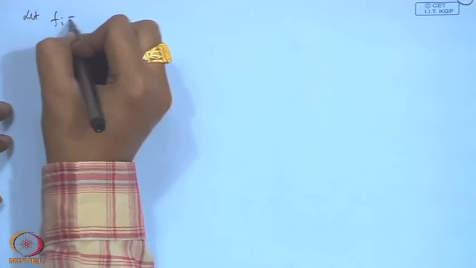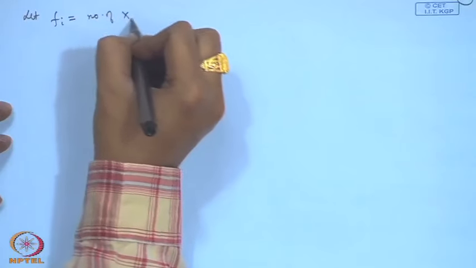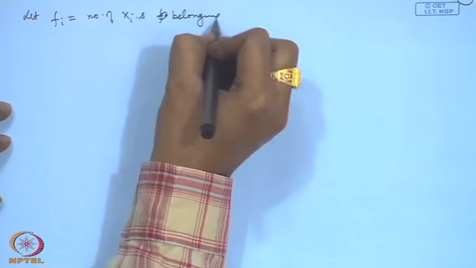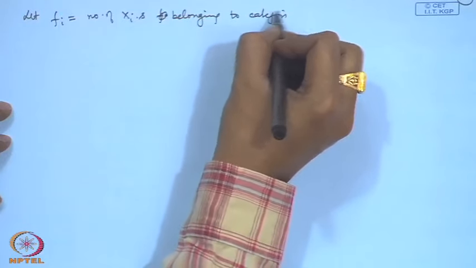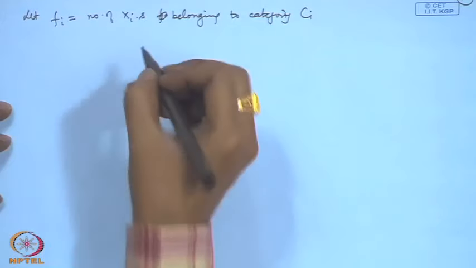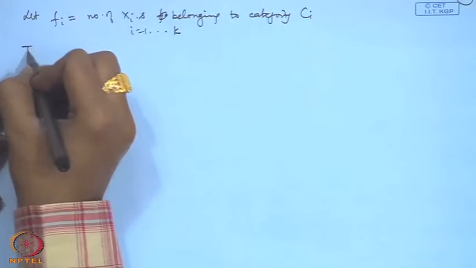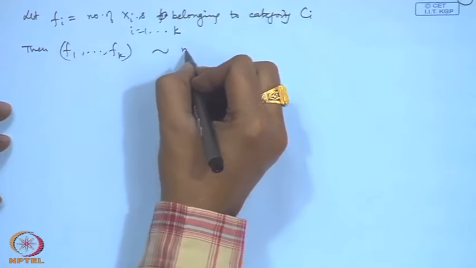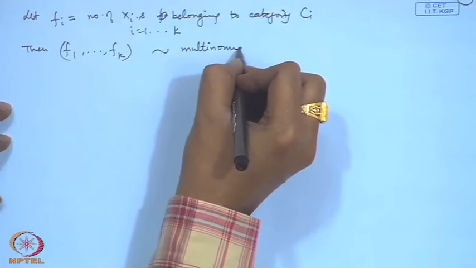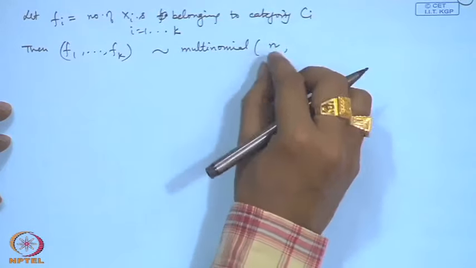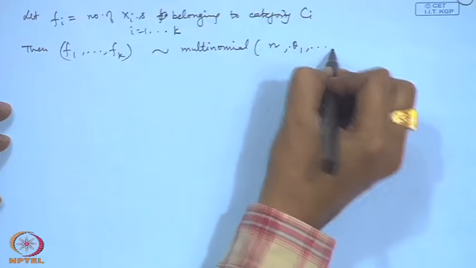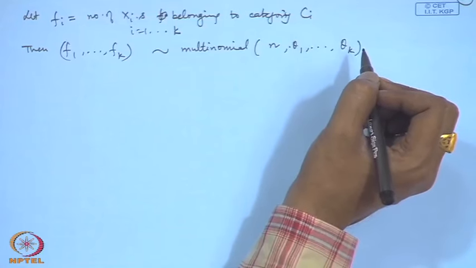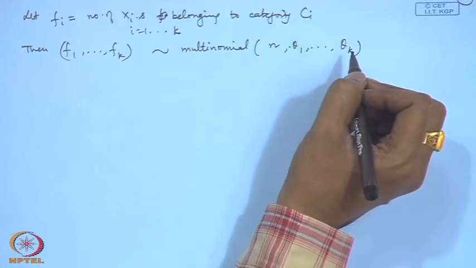let f i be equal to the number of x i's which are belonging to category C i for i is equal to 1 to k. Then we can say that this f1, f2, fk is having a multinomial distribution. Total number of observations is n, and the probabilities of categories C1, C2, Ck are theta 1, theta 2, theta k respectively.